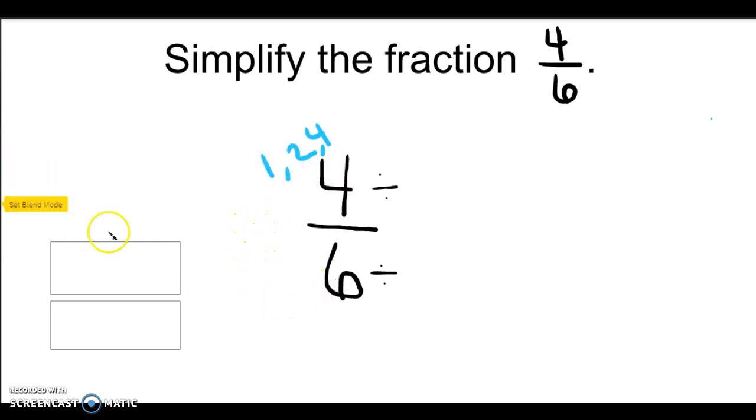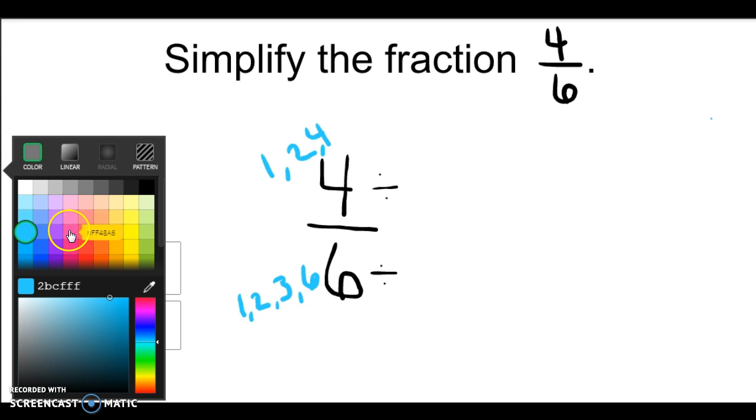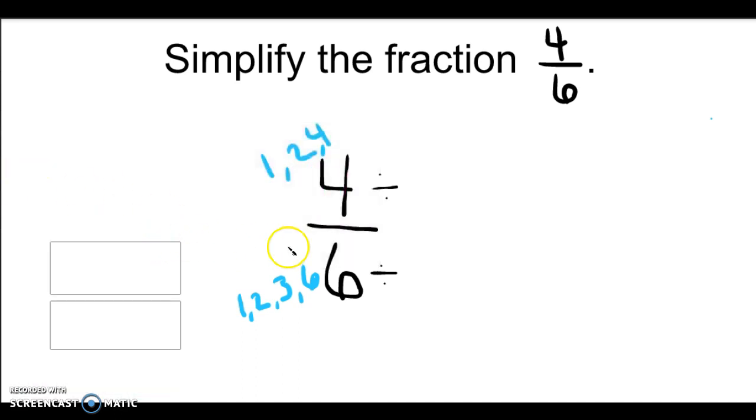Let's do the same thing for the number 6. So I know I can make 6 by doing 1 and 6, and I know I can make 6 by doing 2 and 3. Okay, so those are all the numbers that go into 6. In order to simplify this fraction, we're going to have to divide the top and the bottom number by the same number. We'll have to divide the numerator and the denominator by the same thing. So we're going to analyze this list to see if they have any factors in common.